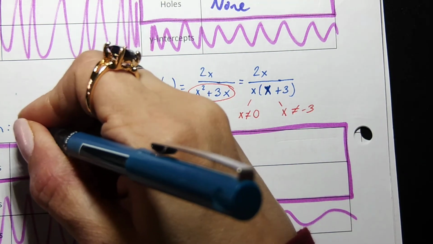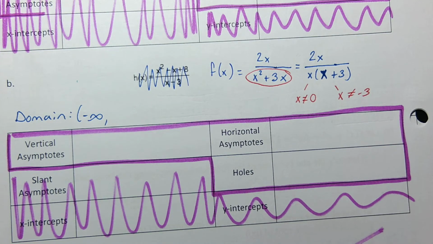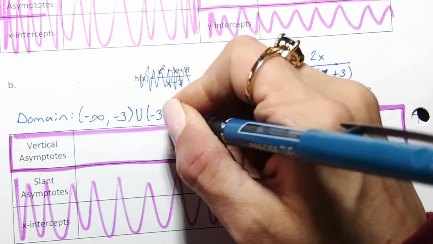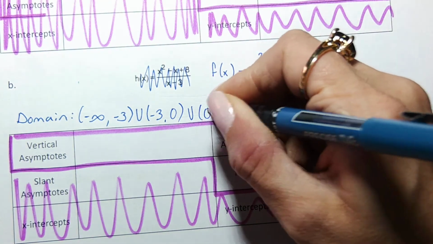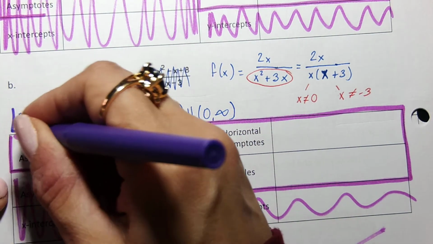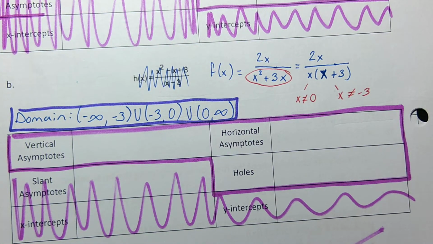So domain starts at negative infinity. Where's our first break? Careful. -3. We got to go in numeric order. -3. Parentheses, because that is not an included value. I can plug in everything leading up to -3, but as soon as I plug in -3, we're dividing by 0, and that's our problem. Union notation, -3 to 0, union 0 to infinity. So again, I've got both directions with the infinities because I don't have a square root restriction cutting it off. So there's my domain. Now we are going to classify these restrictions as either vertical asymptotes or holes.